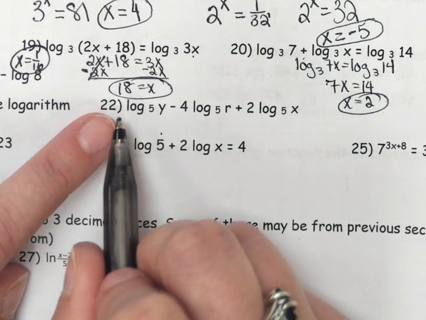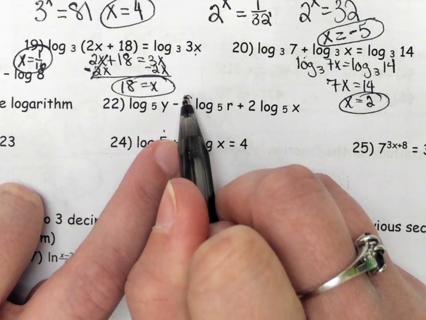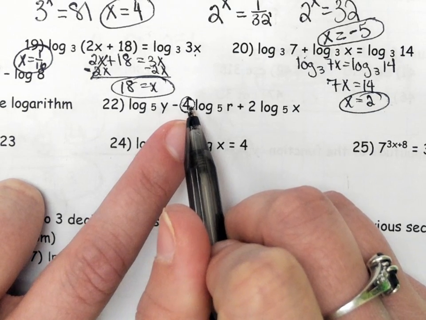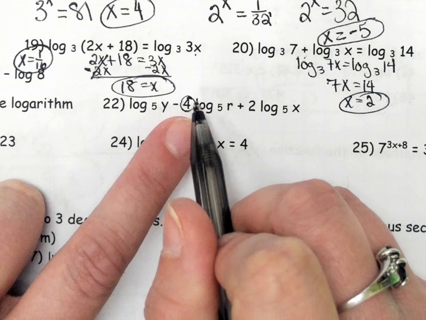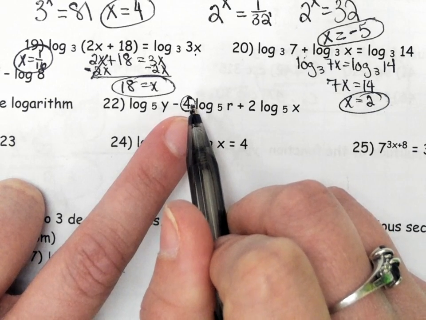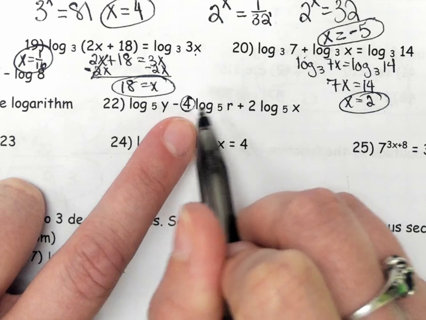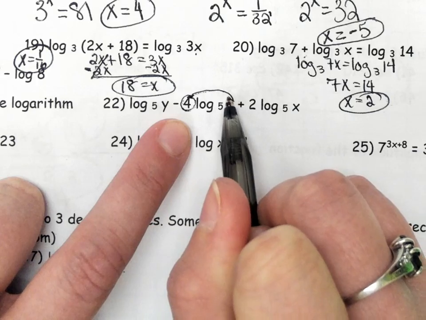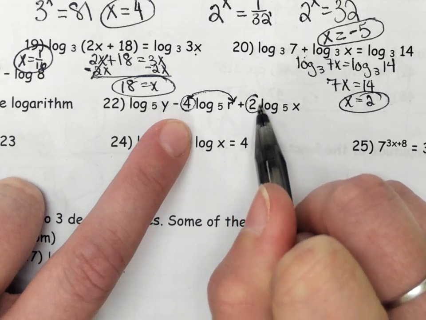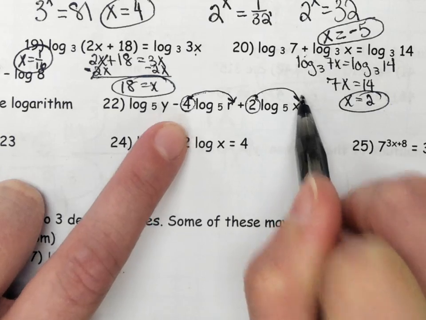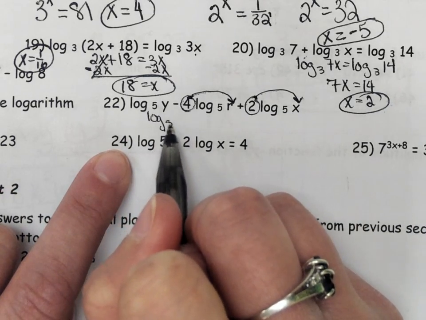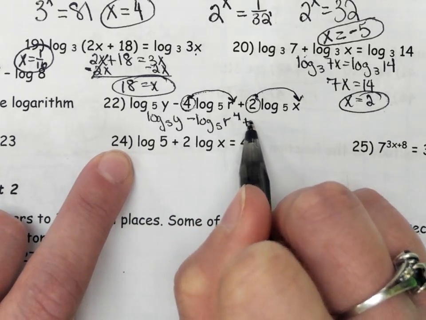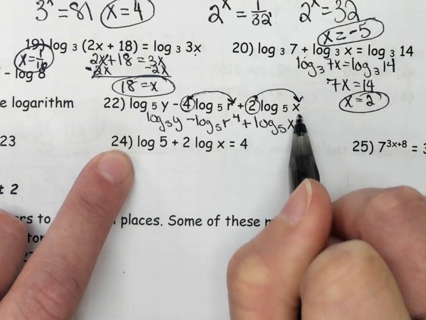Alright, 22. All it says to do is write as a single logarithm. Okay, so what do you do with the number that's in the front? Where does that go? Not in front of the r, but it does do something with the r. What does the 4 become with the r? The exponent. Very good. So this is r to the 4th. What about this 2 right here? There you go. All right, so let's rewrite that. It's log base 5 of y minus log base 5 of r to the 4th plus log base 5 of x to the 2nd.